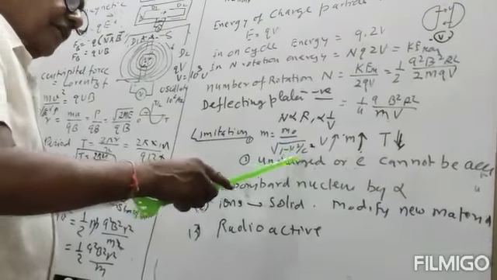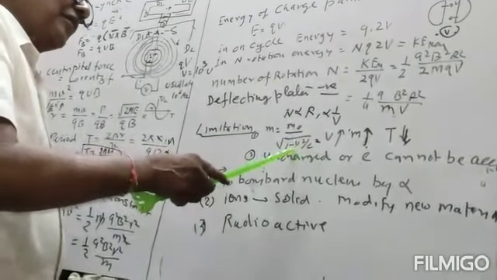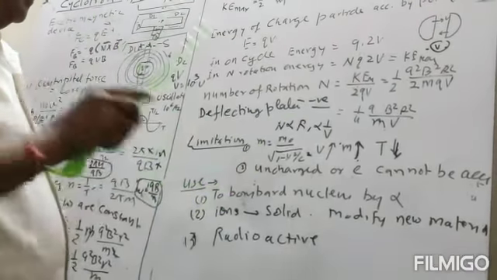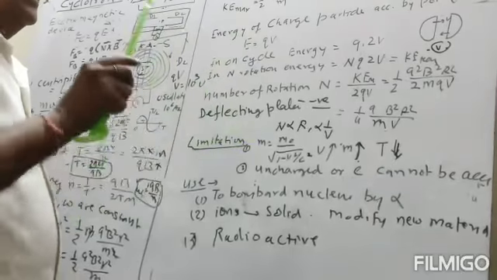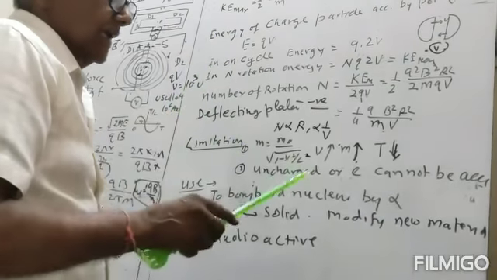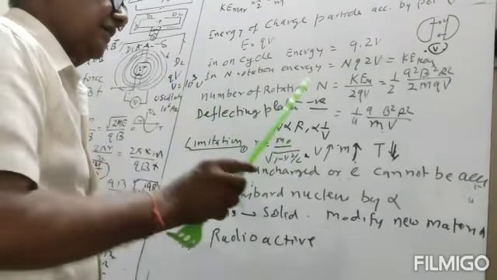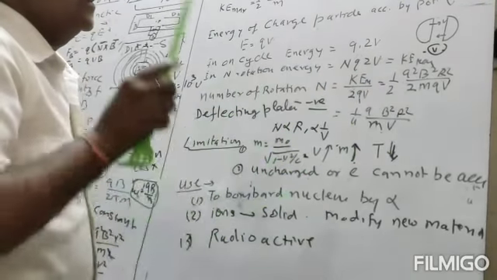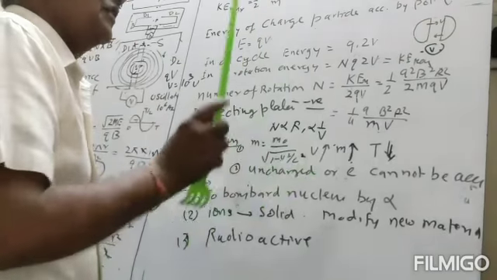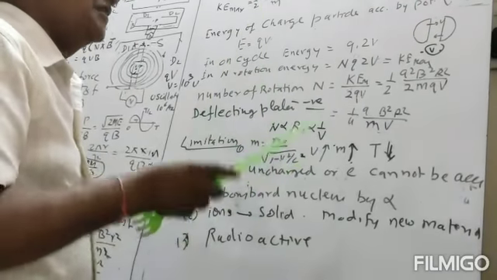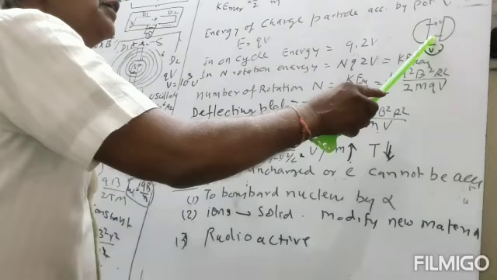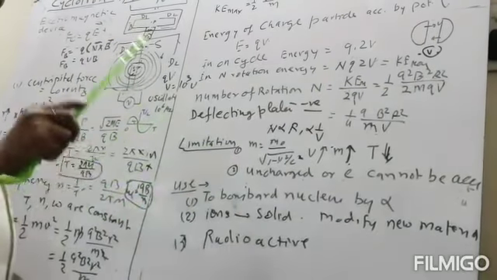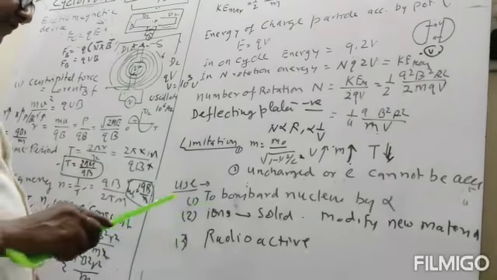For this limitation, we cannot accelerate the electron by this method, because at very small energy, the velocity of the electron becomes comparable to the velocity of light. Its mass increases. So by the cyclotron, the electron cannot be accelerated, because by the time the electron reaches the gap, the electric field has already changed, so it will not be accelerated further. So it is not possible to accelerate electrons by the cyclotron.